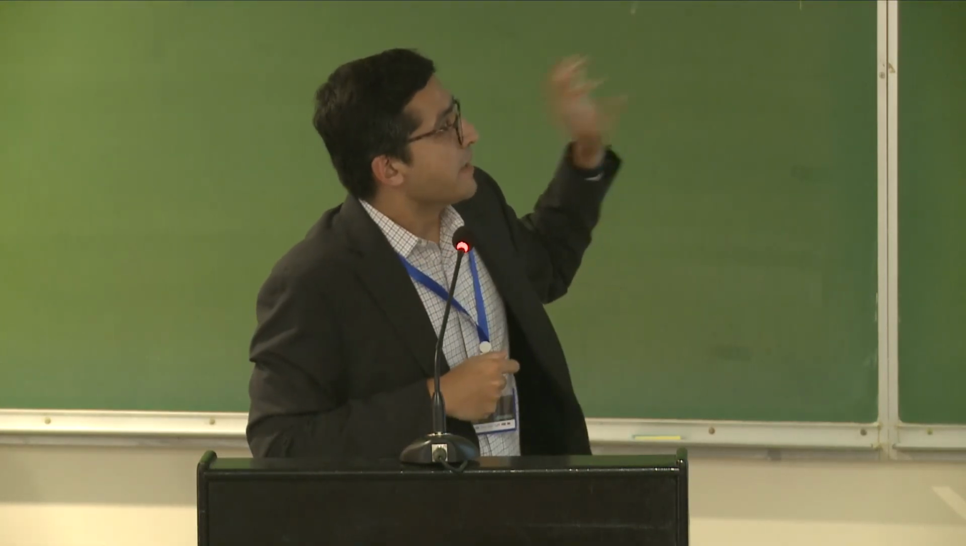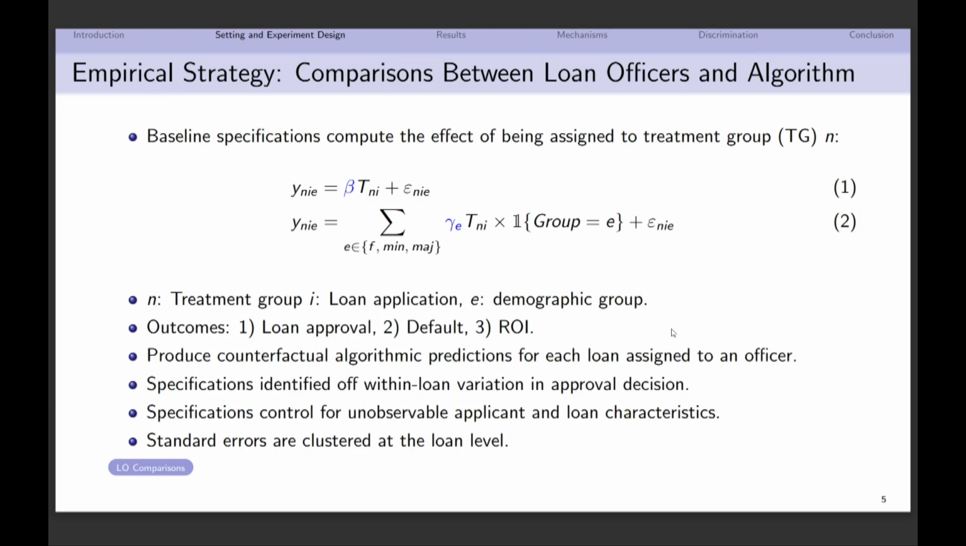Okay. The empirical strategy, when I'm comparing loan officers and the algorithm, and I want to highlight this because it's a bit unique compared to how you might think of other RCTs, is you test the effect of a loan being assigned to treatment group N versus, say, N prime, where the treatment group is I, the loan application is N, and then the E is the demographic subgroup. The important part is it's for the same loan. So for the same loan, I ask the humans to evaluate it, and then the machine evaluates the exact same loan. So any differences cannot be attributed to some unobserved component of the loan. This is all identified off within-loan variation.